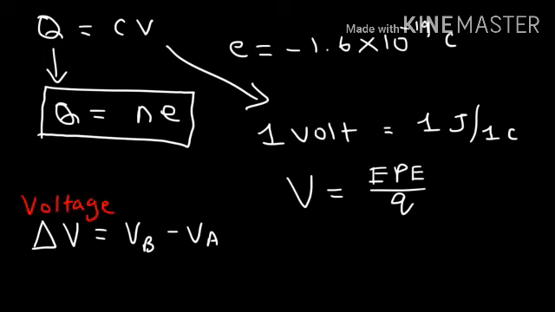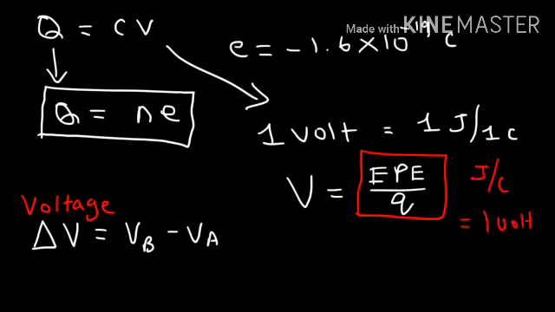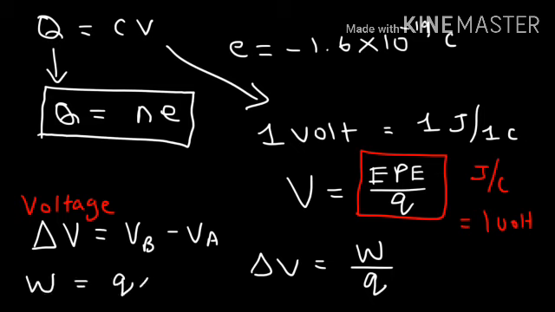VB is the electric potential at position B. VA is the electric potential at position A. So electric potential is the electric potential energy per charge. Now, electric potential and voltage, they're both measured in volts. So it's joules per coulomb, which is 1 volt. Voltage is basically the ratio between the work and the charge. It's the amount of work that can be done per unit charge. So work is equal to Q delta V. And I believe there's a negative sign somewhere.